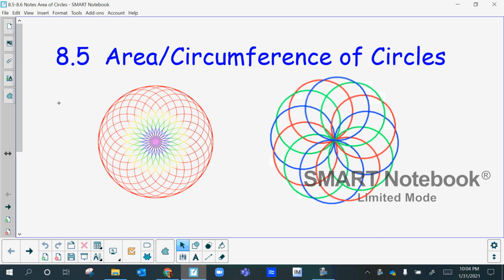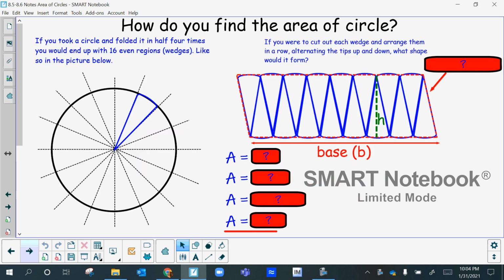Okay, guys, this is our next section, and it's going to be area and circumference of circles. And this is 8.5. So how do you think the area of a circle is derived? One way to look at it is to think of a circle and pretend if you fold it in half 4 times. Well, you would end up with 16 even regions or wedges, like so in the picture below.